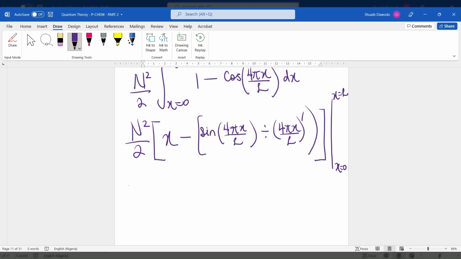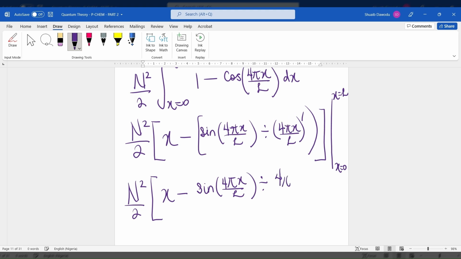So anyways, you end up with n squared over 2 times x minus sine 4 pi x over L. When I do the differentiation of that, I'm sorry, I just end up with minus sine 4 pi x. I'm just rewriting that one, divided by 4 pi over L, because differentiating 4 pi x over L is just going to give you 4 pi over L.